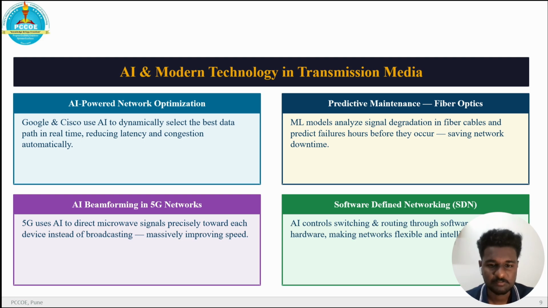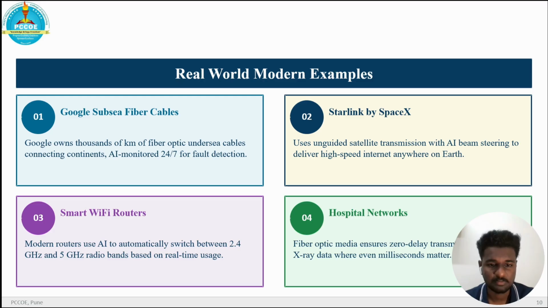AI beamforming in 5G. 5G networks use AI to precisely direct microwave signals towards each individual device rather than broadcasting in all directions. This massively improves speed and efficiency. Software-defined networking, or SDN. AI can control switching and routing through software instead of hardware, making the entire network intelligent and flexible. Real-world modern examples. Let's connect everything to real-world applications.